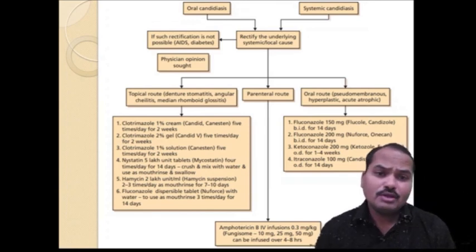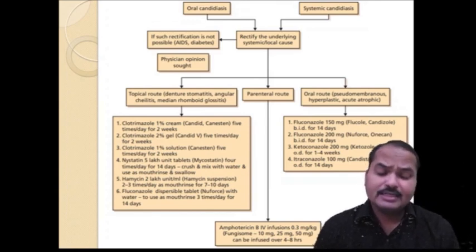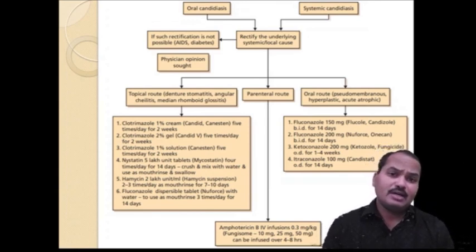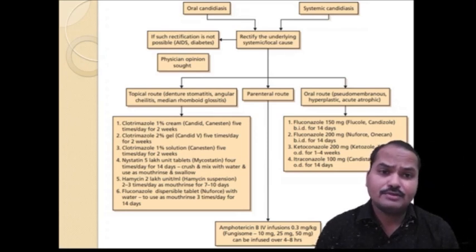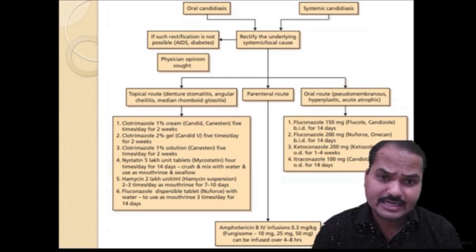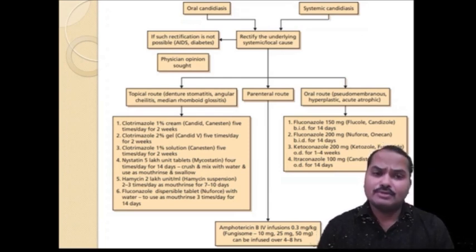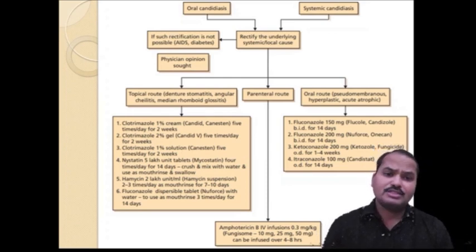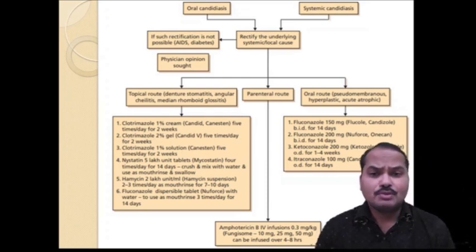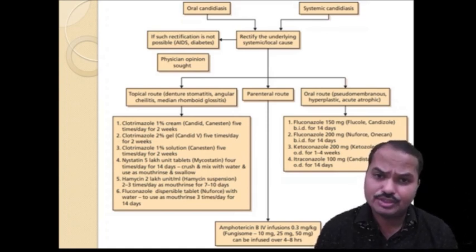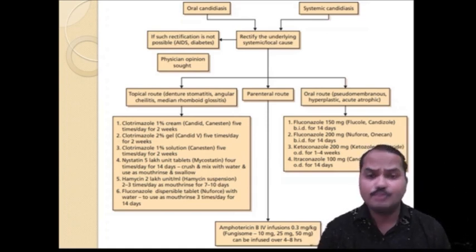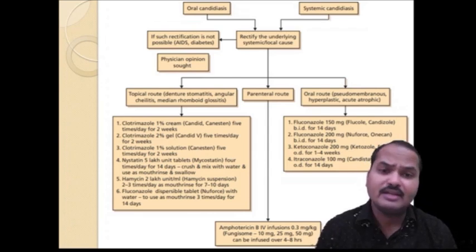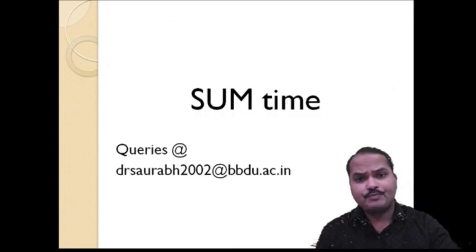Then, if the oral route is there, we give the medicine by oral route, as in case of pseudomembranous or hyperplastic and acute atrophic candidiasis. We can give fluconazole tablets 150 mg, 200 mg, ketoconazole tablets, itraconazole tablets. So all these management tools we have depending upon the situation or the type of response which we achieve from the candidal infection and the medicine.